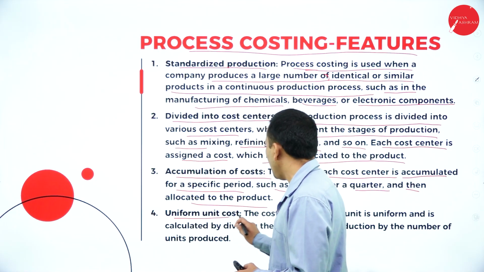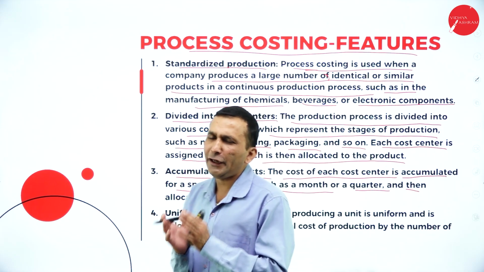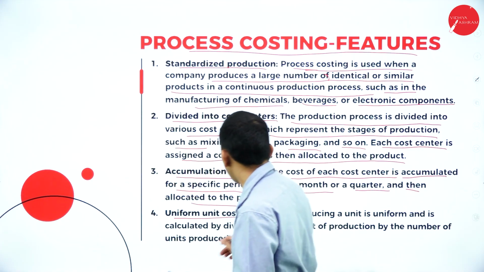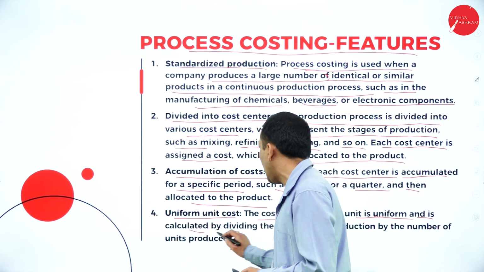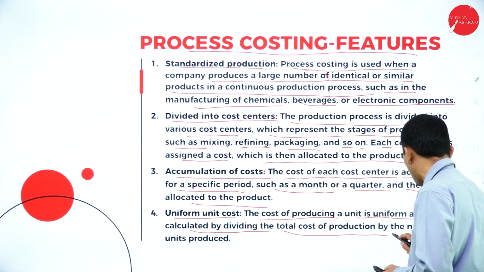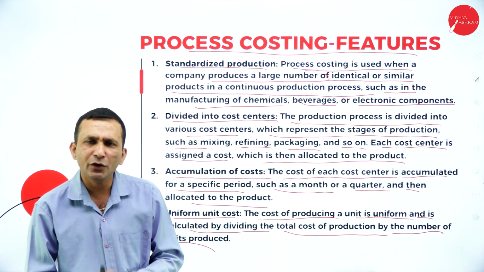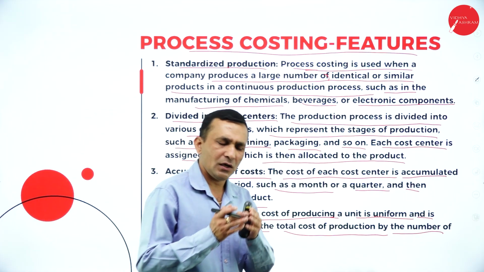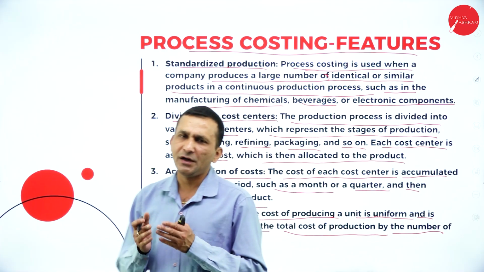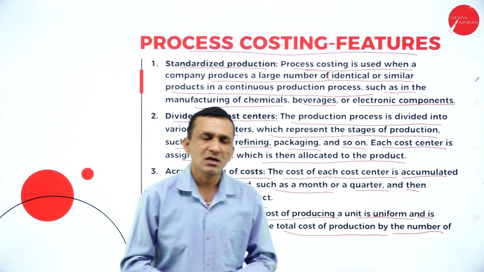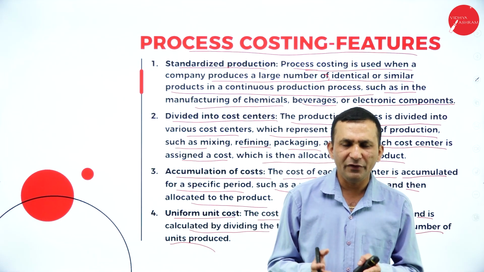And the uniform unit cost, because we are producing a standard product, we need to follow the uniform. Here, the cost of producing a unit of uniform is calculated by dividing the total cost of production by the number of units produced. Because whatever you produce, you need to find out the cost per unit, which is very important, either the material cost per unit, labor cost per unit, or overheads, any other input involved in the production.